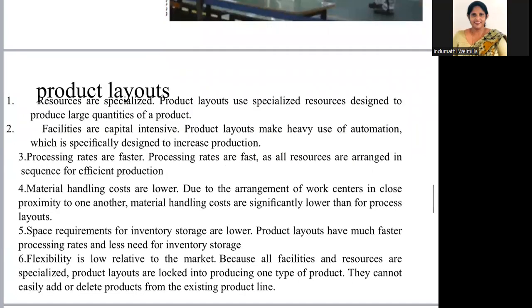What are those characteristics? First, resources are specialized. Product layouts use specialized resources designed to produce large quantities of product. All the products use specific specialized resources because they produce the same product, one product, in high volume. So they normally use the same specialized resources.